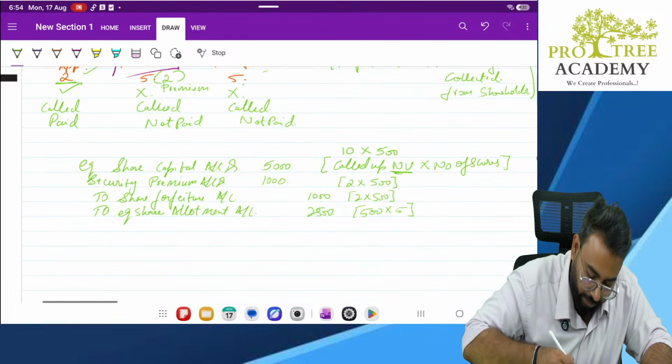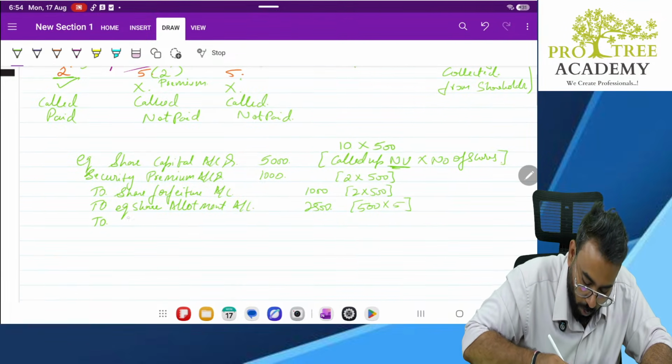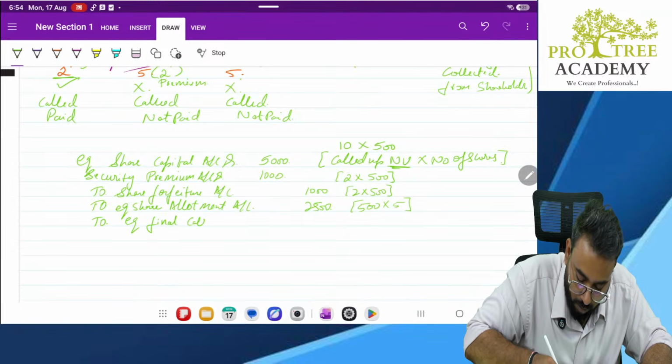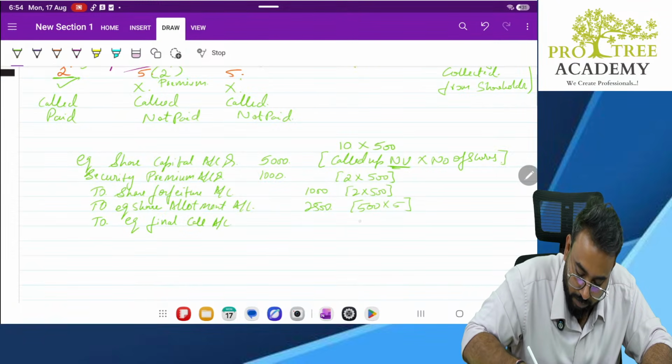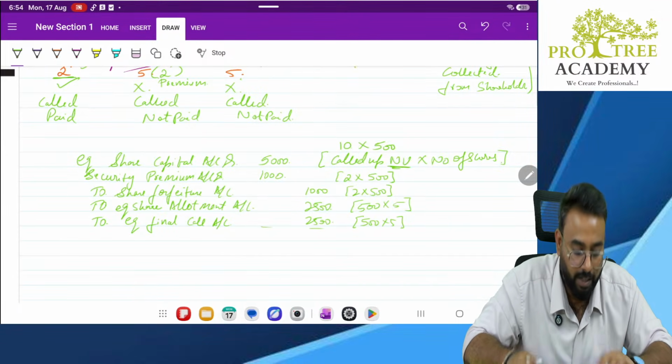Okay. Next, to equity share final call account, 500 into 5, 2500. Done. Both sides are tallying.